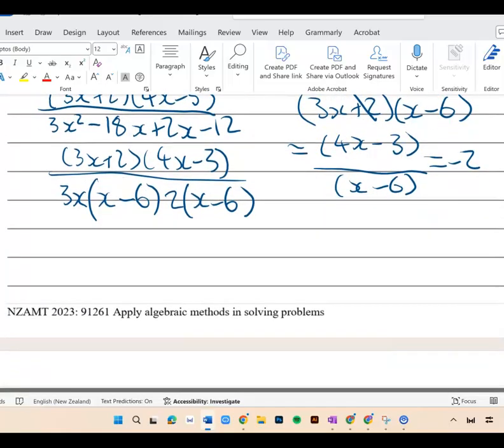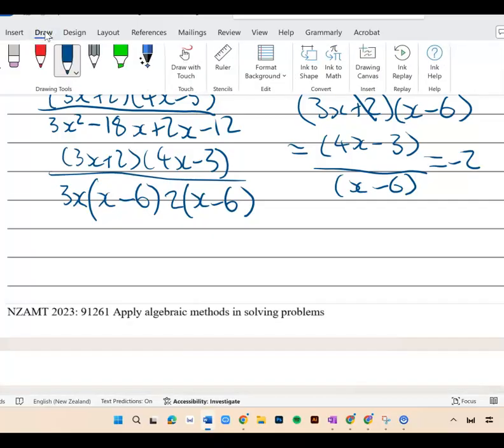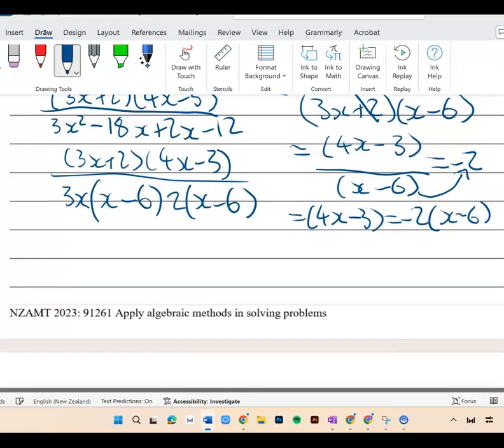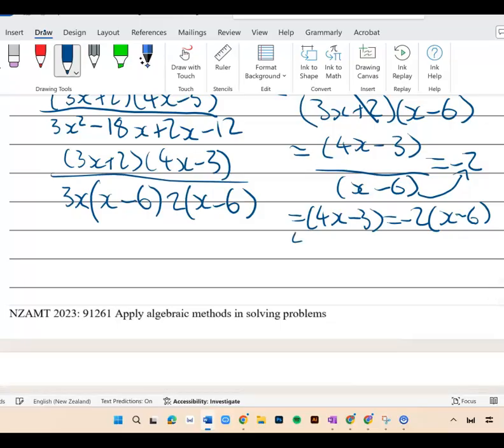I'm running out of space, but we should be able to fit it in, hopefully. I'm going to move this over here. So, 4x minus 3 equals negative 2 times x minus 6. That will be 4x minus 3 equals 2x plus 12, because negative 2 times negative 6 is positive.